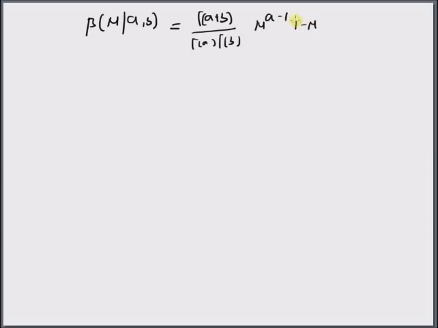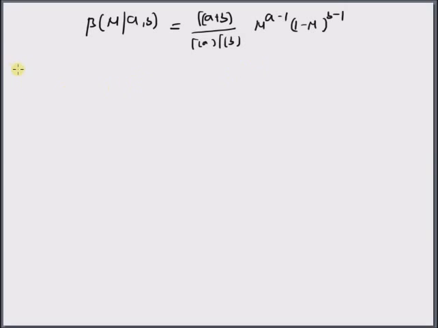A beta distribution is defined as Beta(mu | a, b) equal to gamma of (a plus b) divided by gamma of a multiplied by gamma of b, then mu power a minus 1, (1 minus mu) power b minus 1. So this is the beta distribution.